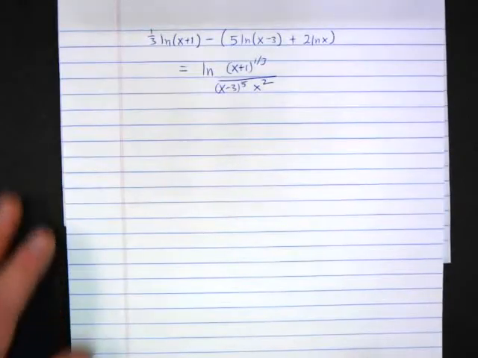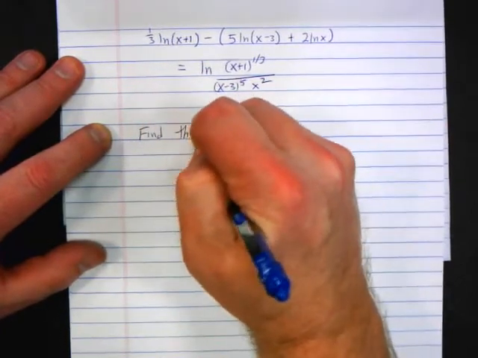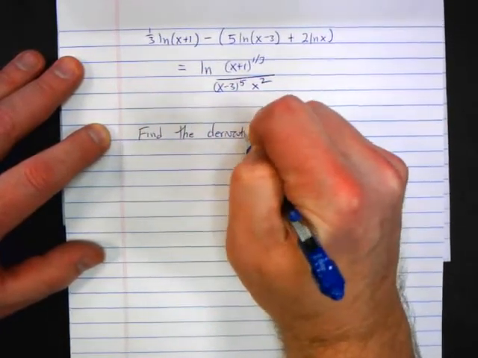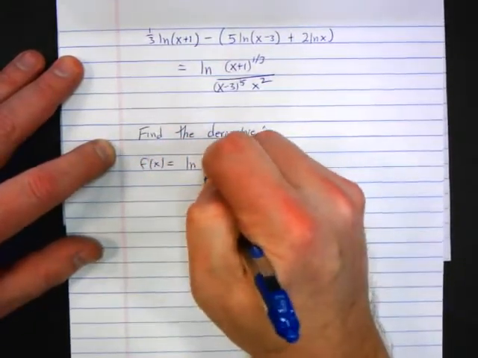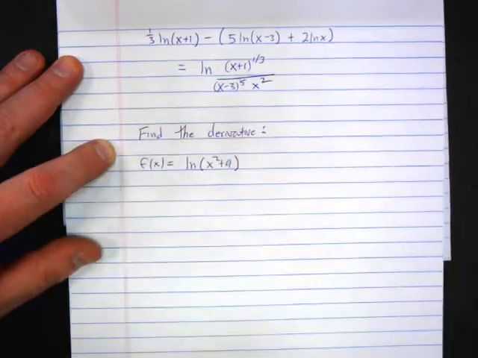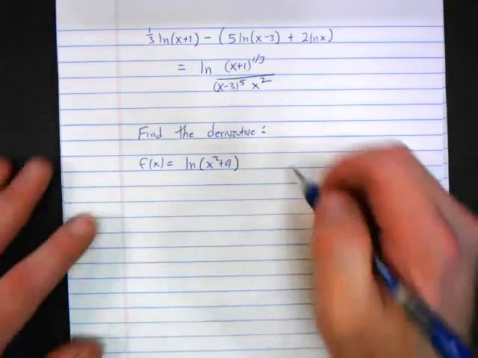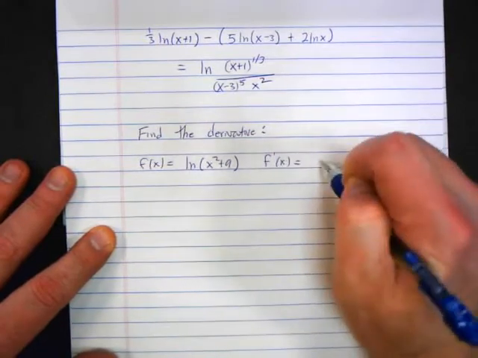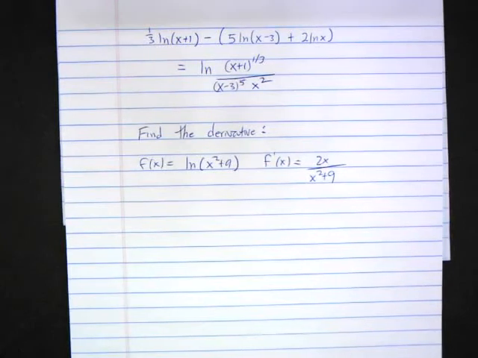All right, so now let's do some calculus. Find the derivative. I'm going to give you the function f of x equals ln of x squared plus 9. What's the derivative? 2x over x squared plus 9. Perfect. And how did you get 2x over x squared plus 9?